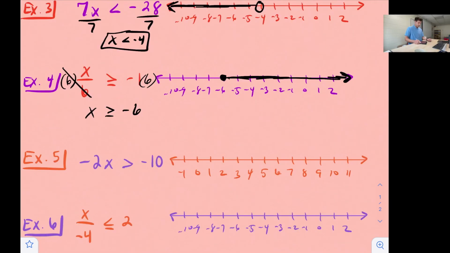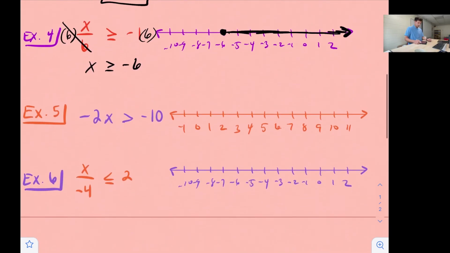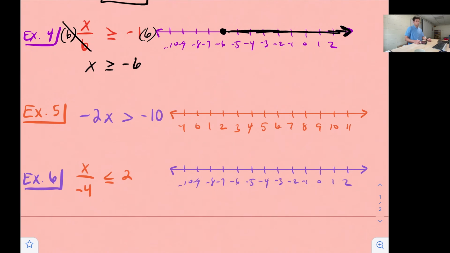Example 5, negative 2x is greater than negative 10. So example 5 and 6 we see here are a little bit tricky. We have to remember one additional step. With inequalities, anytime you multiply or divide by a negative number, you have to flip the inequality symbol. So let's look at that.